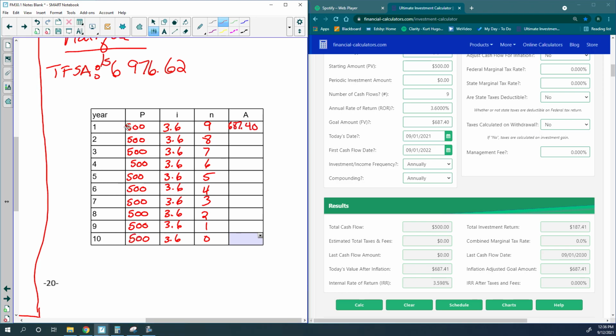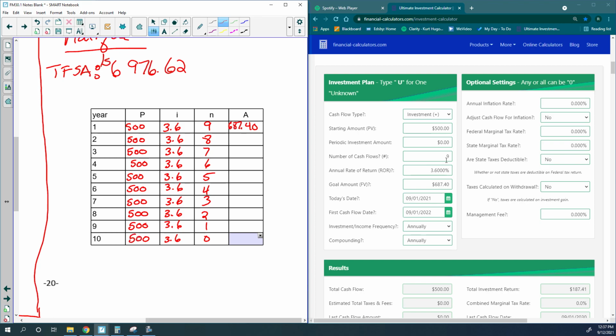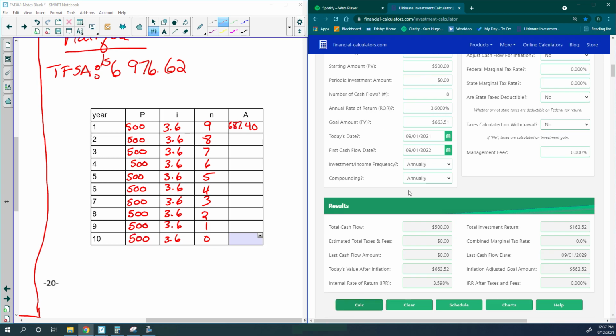$687.40. So now to move on to the next one, everything stays the same, except now it's only 8 years. Make sure to put the unknown into the future value so it switches. So this one is 663.51. And then we do 7. Hit unknown. Hit calculate. 640.45. And you just keep going until you've got it all filled in.